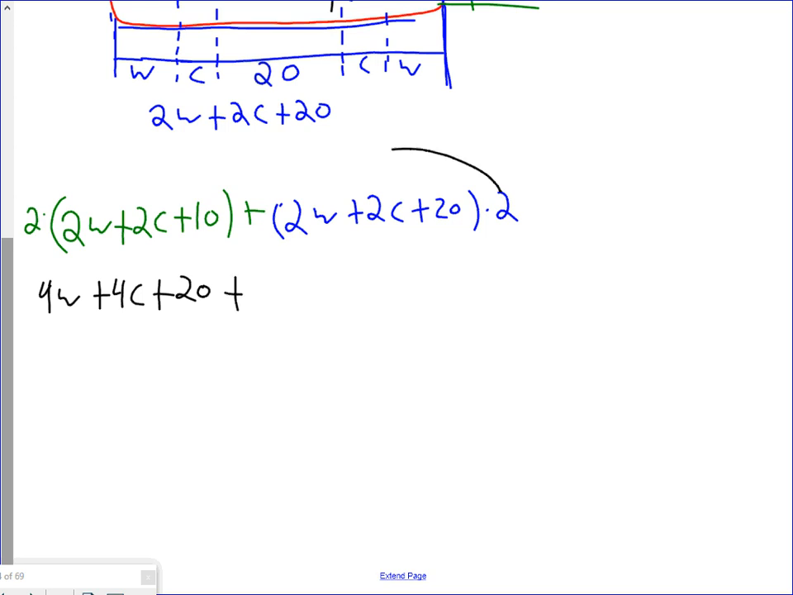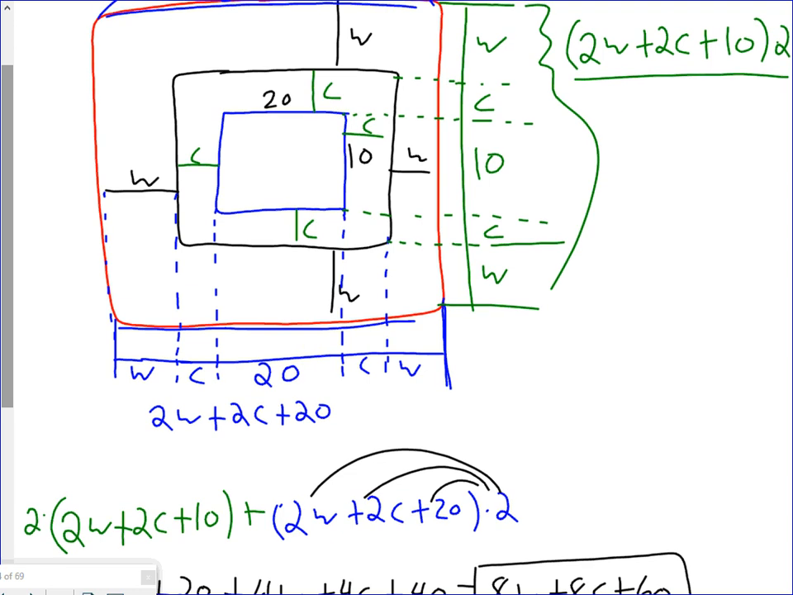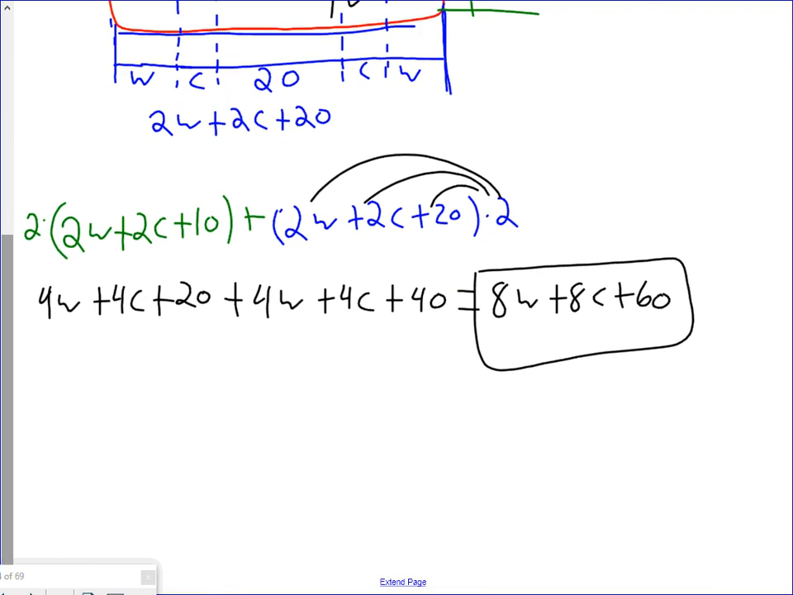And we're going to distribute this 2 out as well to give us another 4W, another 4C, and a 40. All right, so we're going to add like terms up. And we get 8W plus 8C plus 60. And that's going to be our expression for the perimeter of the red or the wooden deck, or this big box in red. All right, let's keep on going.